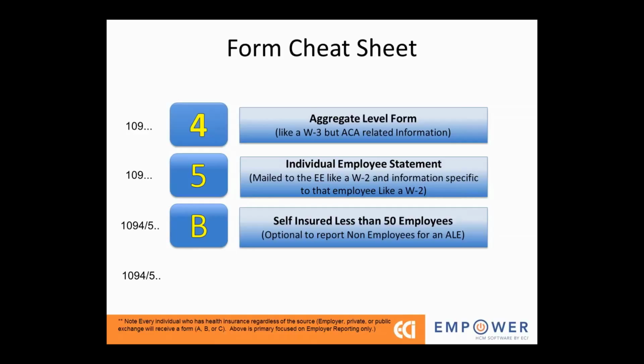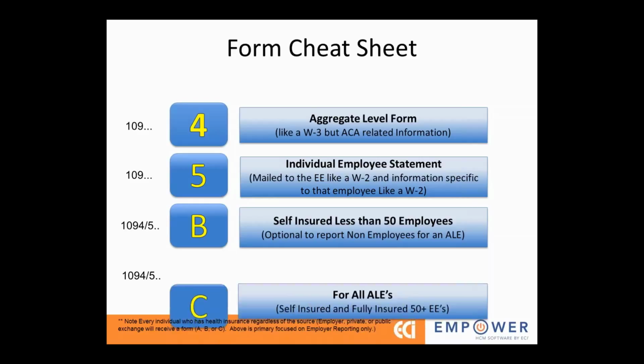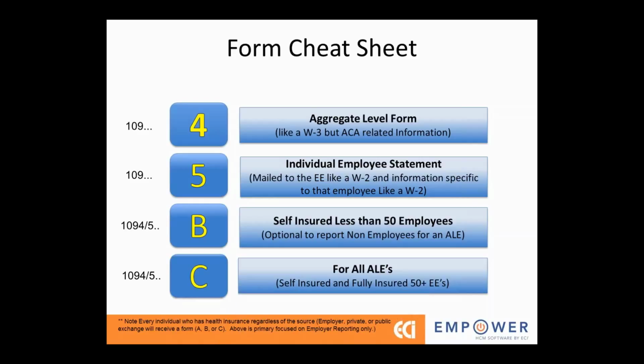It's different than a W-2, however, because on the 1095, you're going to submit a 1095 for every employee that was full-time one month out of the calendar year, where you send W-2s out on the part-time. So your number of 1095s may differ, of course, from your W-2s. Now the B forms are really for the self-insured less than 50 market. So that's the 1094-B and the 1095-Bs.